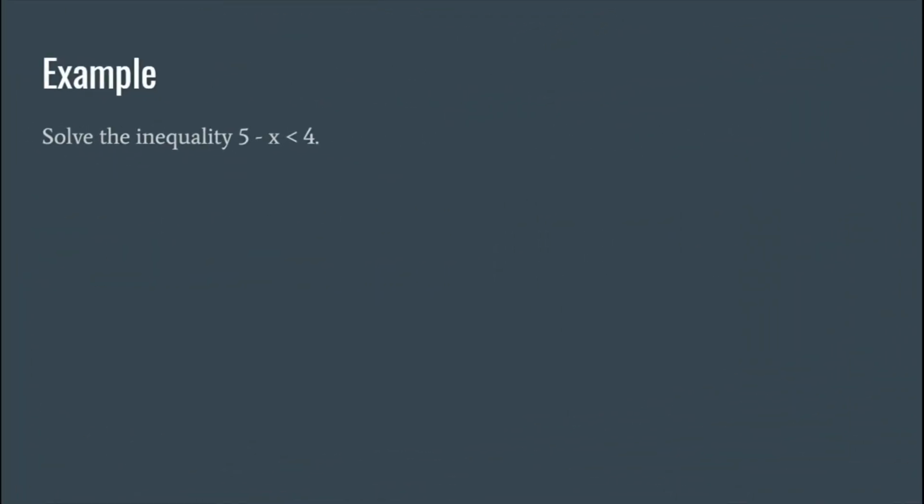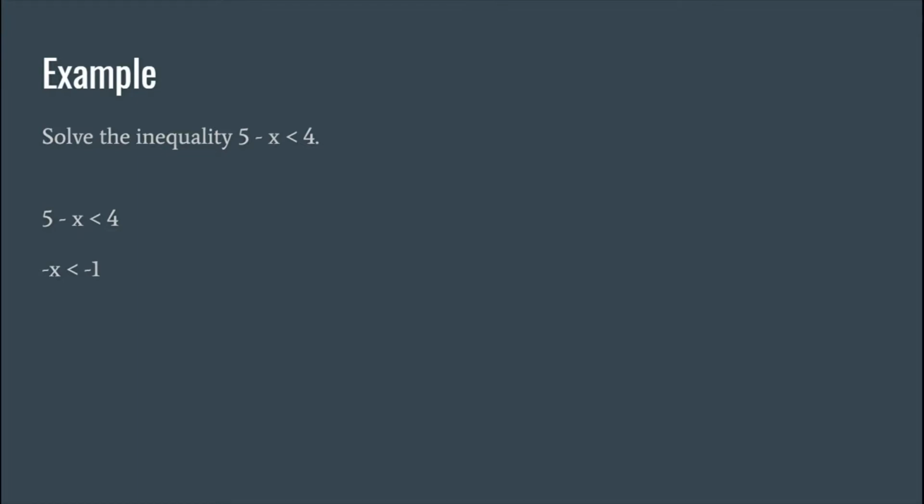I've got one more example here for you: 5 minus x is less than 4. No like terms on either side of the inequality symbol to combine, so we're going to start off by isolating the variable. I'm going to move the 5 away from the x's by subtracting 5 from both sides. So I get this, because 4 minus 5 is a negative number.